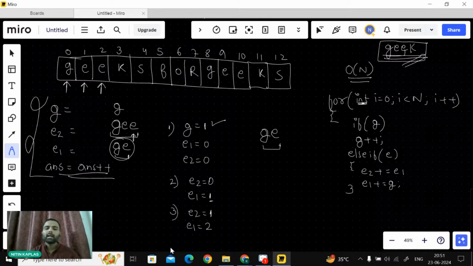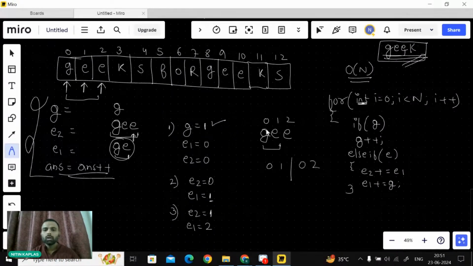Now let's understand. Right now we have GE, right? We are traversing till now, so our string will be this, right? So let's understand what is E2 here. E2 simply tells us that, okay, so I have only one count, GE. Now E2 tells two counts I have, two subsequences I have. So what is that subsequence? One is 0, 1 and another one is 0, 2, right? Both are forming GE, right? But in the form of subsequence, we just have to count the number of subsequences we have, right?